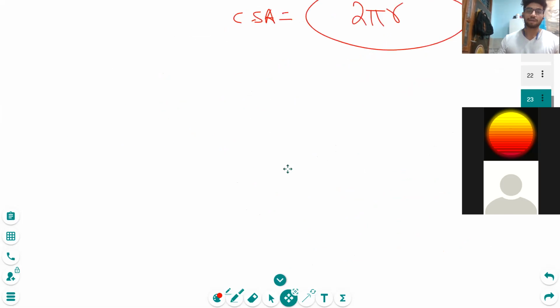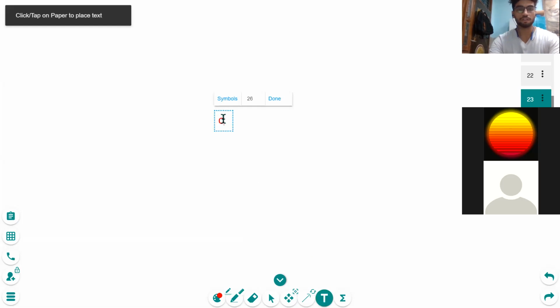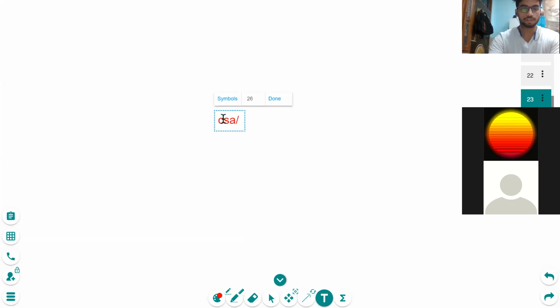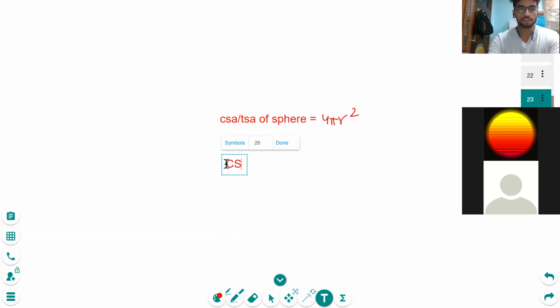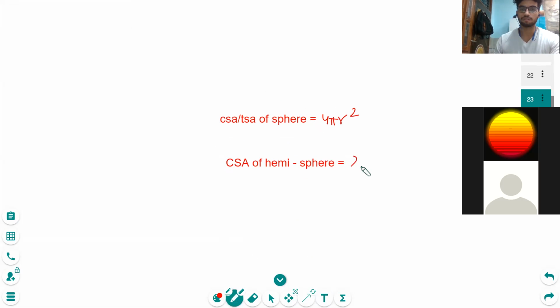So I'm going to type here what we discussed right now. We discussed that the curved surface area and total surface area mean the same thing for the sphere. What's the formula for this one? 4 pi r square. Good. Next we talked about the hemisphere. The curved surface area of the hemisphere was 2 pi r square. Let's write it down: 2 pi r square.